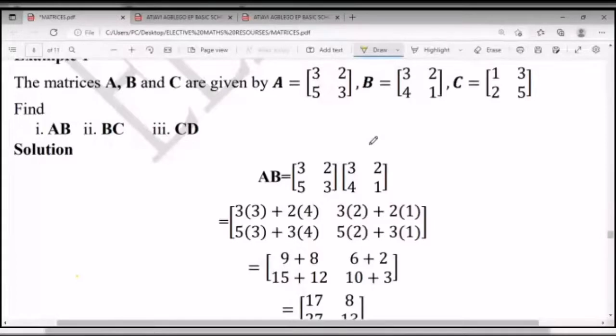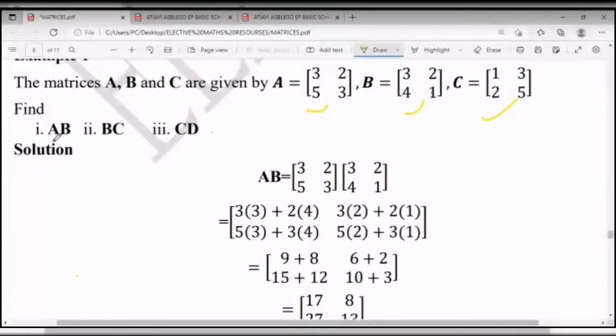In today's video, we are going to learn multiplication of matrices, that is 2 by 2 matrices. Now, a matrix is given. So these are the matrices. We have matrix A to be this, matrix B to be this, and matrix C to be this. Now we have to find the product of A and B, and the product of BC. Then the third one will be the product of CD.